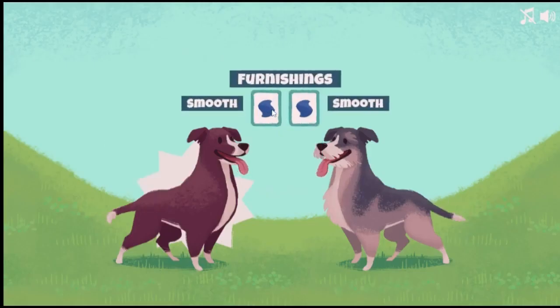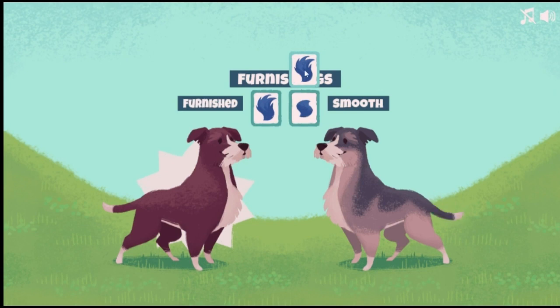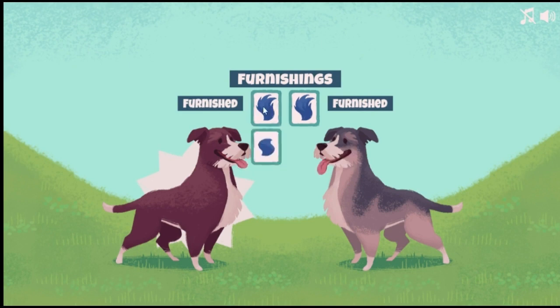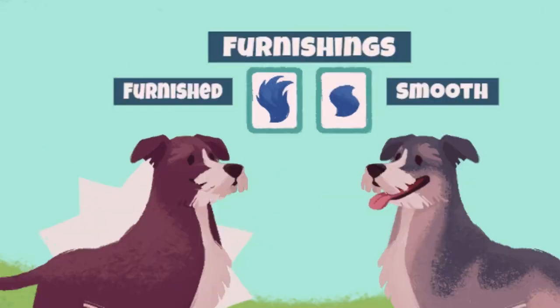The furnish gene also has two alleles. There's a furnish allele, which gives the dog a furry face, and there's a smooth allele, which gives the dog's face a smooth trait. Can you figure out which allele is dominant and which is recessive? If we use the letter F to represent this gene, which allele would get the capital F and which one would get the lowercase f?